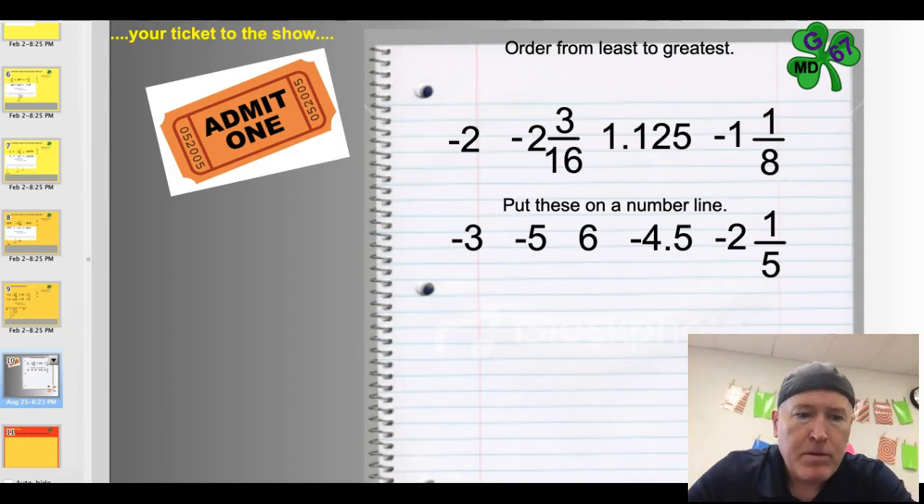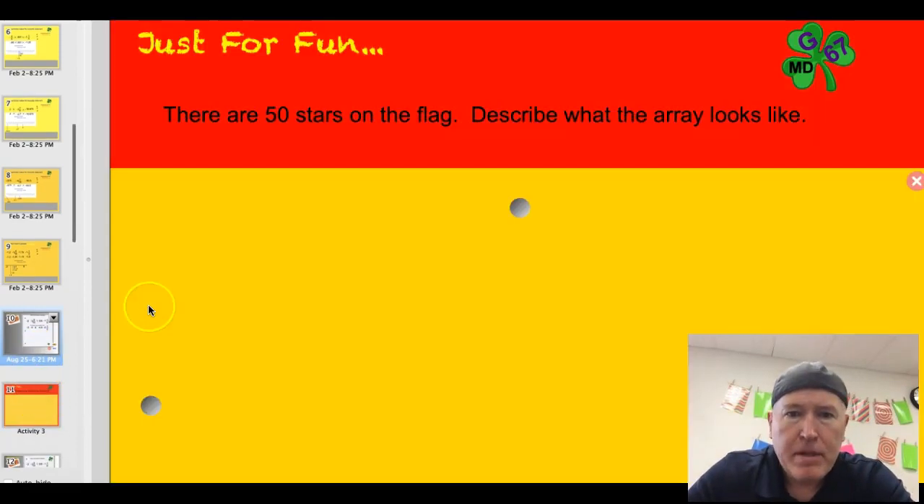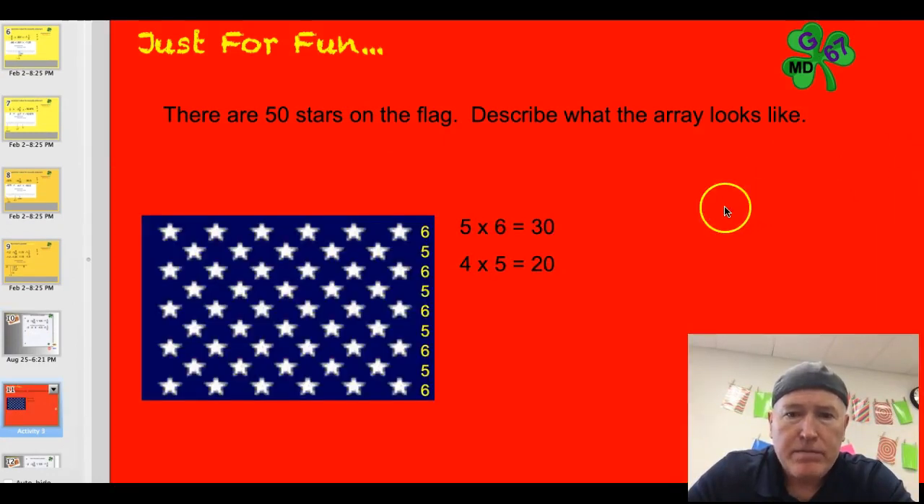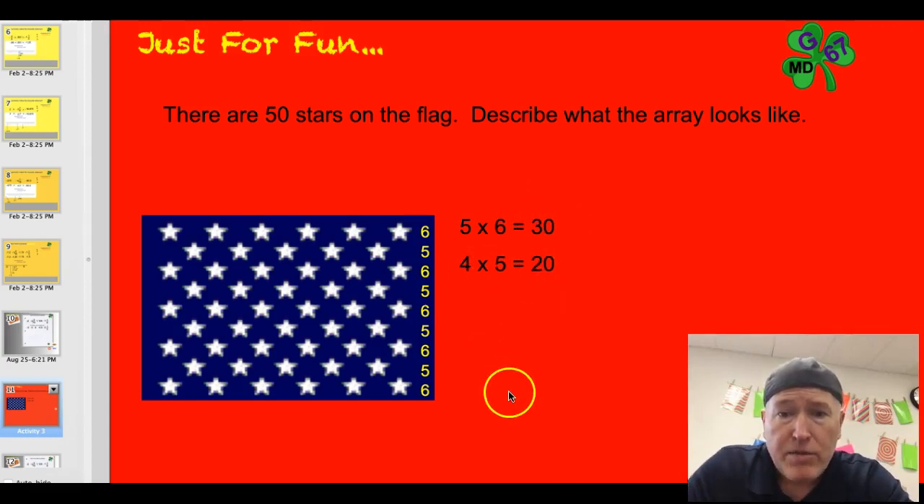All right, your trivia question of the day. The 50 stars, what does the array look like? Well, take a look at it. You've got rows of 6 and rows of 5. So a row of 6 and a row of 5, a row of 6 and a row of 5. So there are 5 rows of 6 stars, which is 30, and there are 4 rows of 5 stars, which gives you 20, and you could add those together and get your 50 stars.